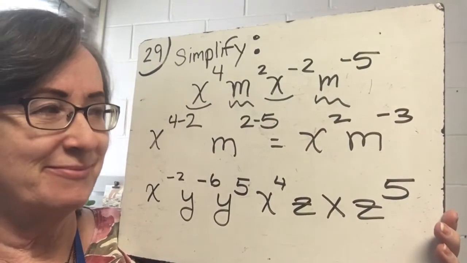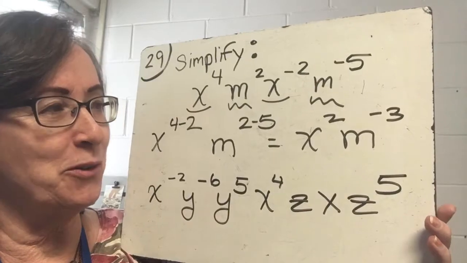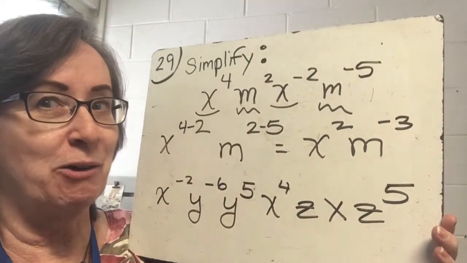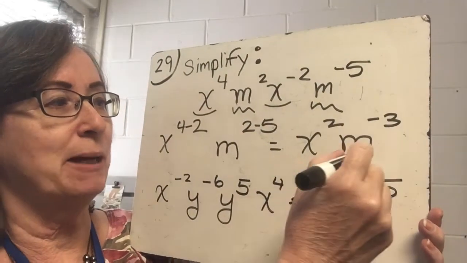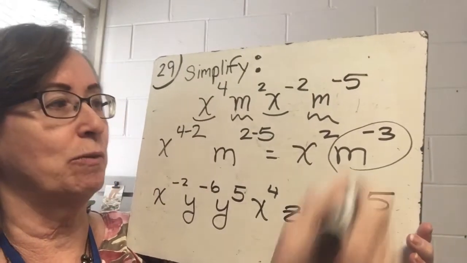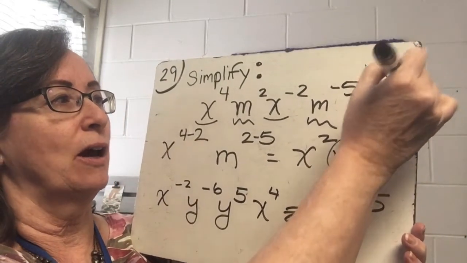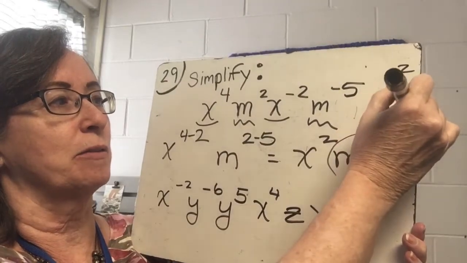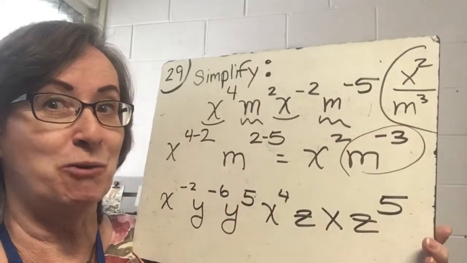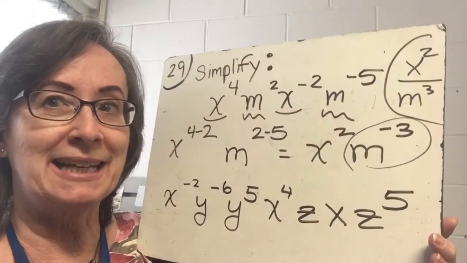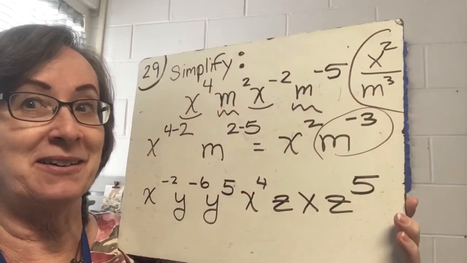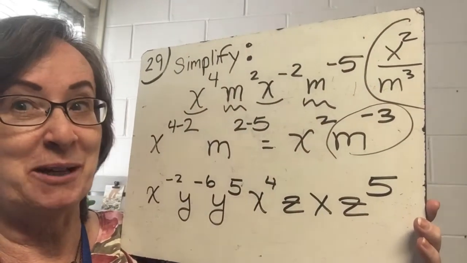Now, let's take it one step further. What if I didn't want a negative exponent? What if I wanted only positive exponents? Then I would have to slip this one downstairs, and it would become x squared over m to the 3. This is considered to be the most simplified form because we usually don't like to leave that negative exponent. So we drop it down to the denominator and make it x squared over m cubed.